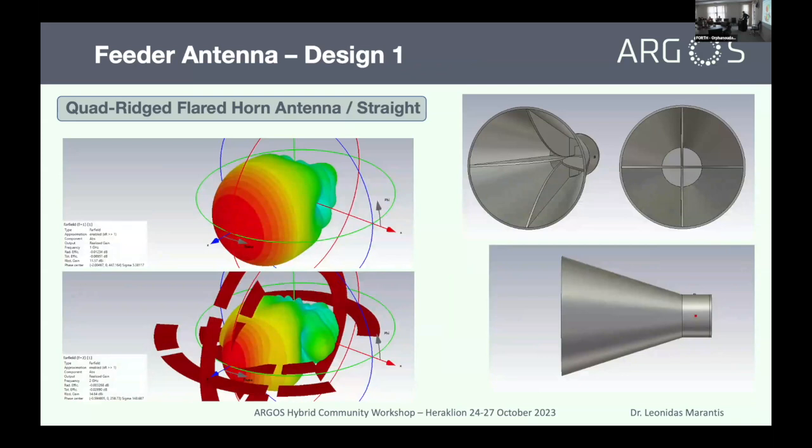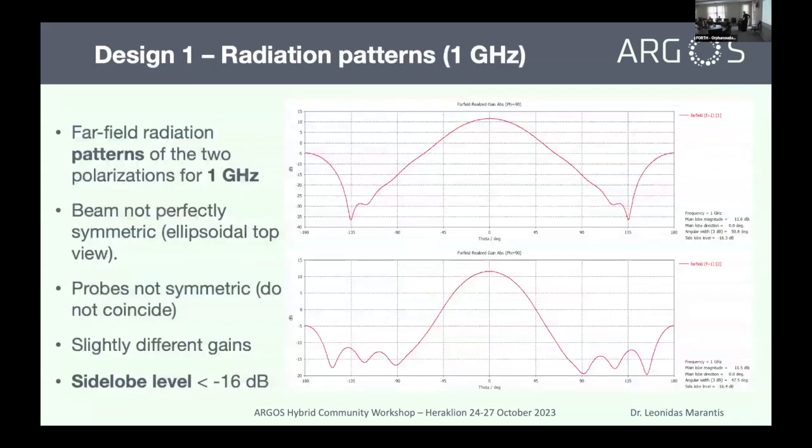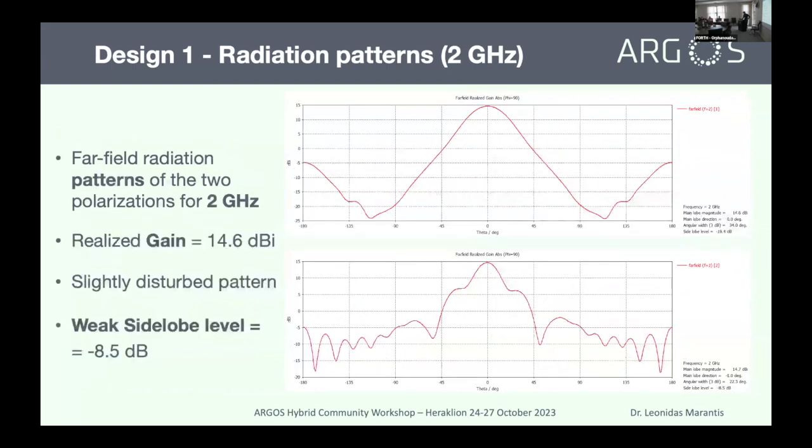You can see the 3D patterns for 1 gigahertz and 3 gigahertz. I took the two frequencies at the edge of the frequency range. Here we can see the same radiation pattern for the two polarizations at the two ports in 2D. You can see that the beam is not perfectly symmetric. It's a bit squeezed, as you can see from the cuts, and there are slight differences in the gain. But the side lobe level is quite good. It's minus 16 dB for 1 gigahertz.